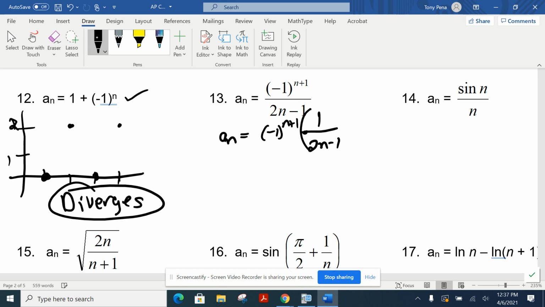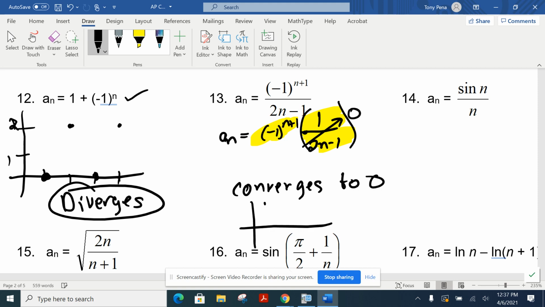So by that, I mean, let's pull out the -1 to the n plus 1. Because once we identify that it's going to be bouncing back and forth between positive, negative, positive, negative, the only way that this could converge, once we know that we're alternating, is that this part here must go to what? It's got to go to 0. So does this limit for just this part actually go to 0? Yes. So because of that, this will converge, and it's going to converge to 0.